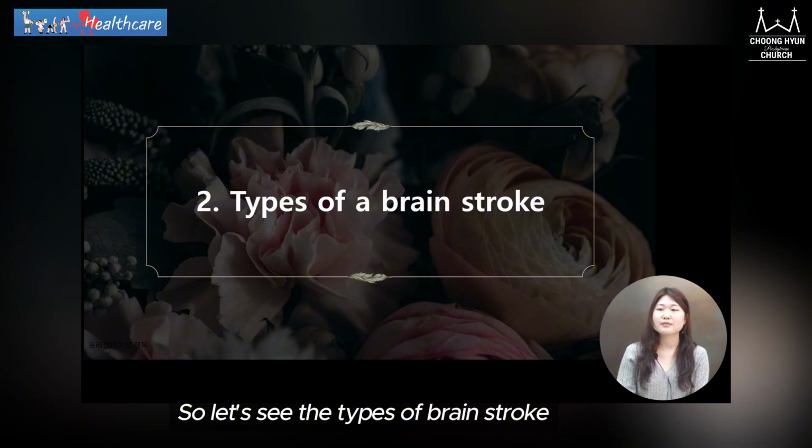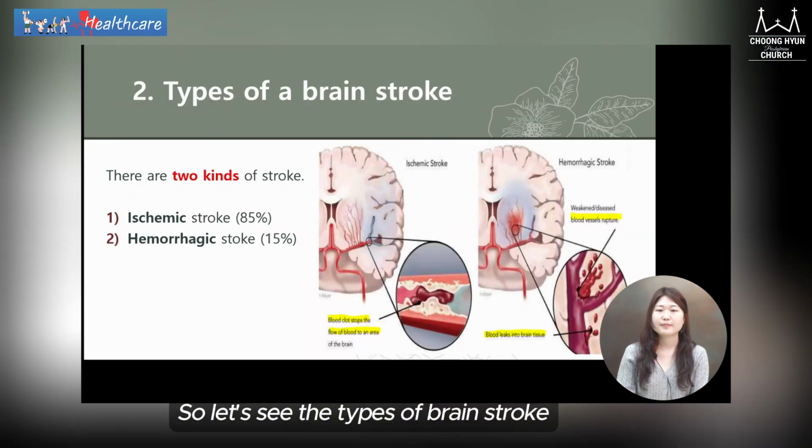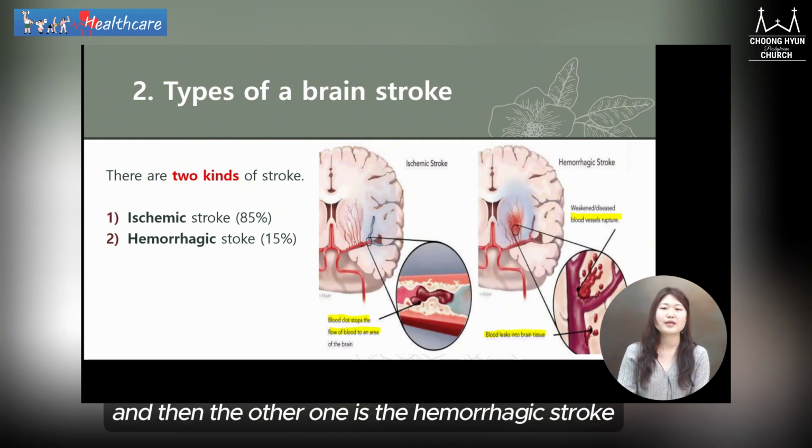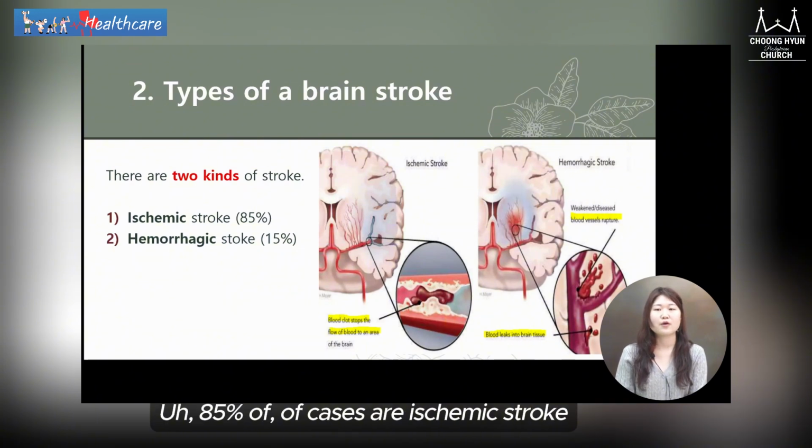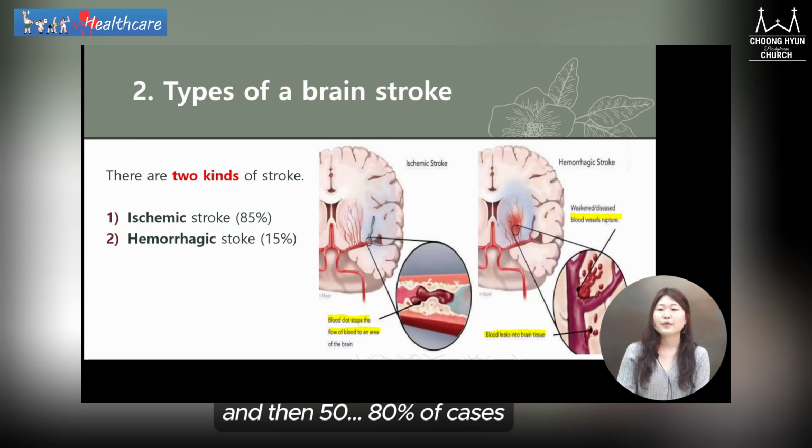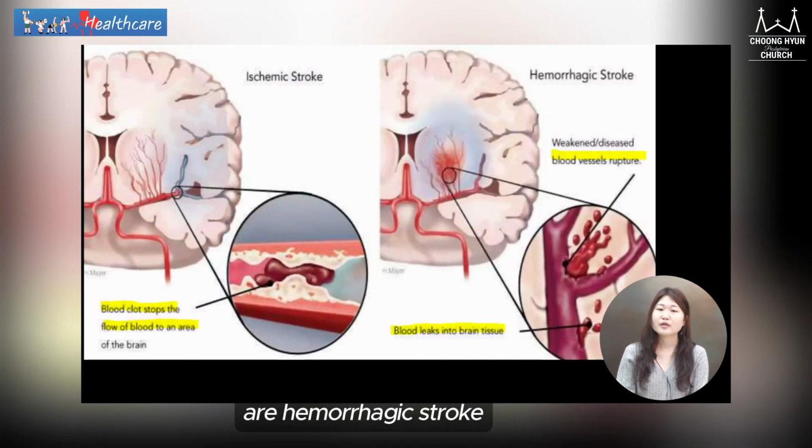So let's see the types of brain stroke. There are two kinds of stroke. The first one is ischemic stroke, and the other one is hemorrhagic stroke. 85% of cases are ischemic stroke, and then 15% of cases are hemorrhagic stroke. So ischemic stroke happens when a blood clot stops the flow, and hemorrhagic stroke happens when the blood vessel ruptures.